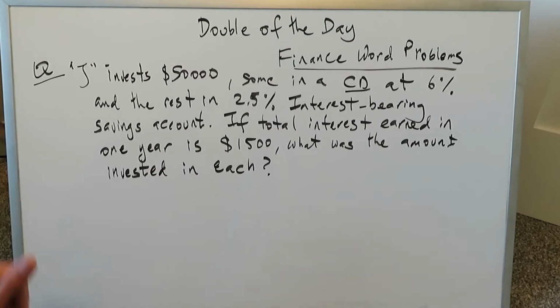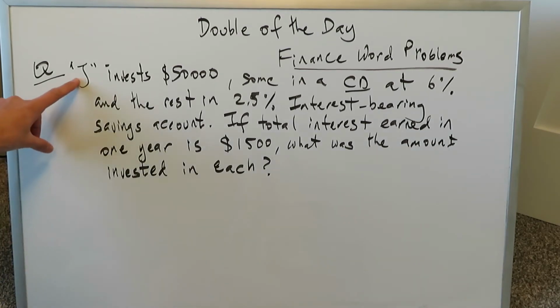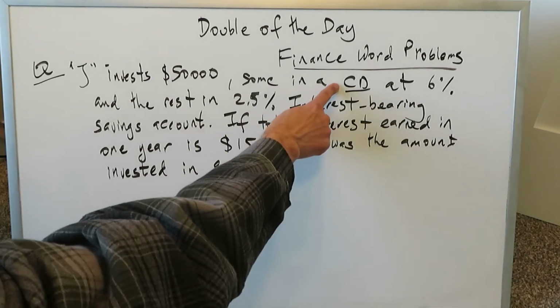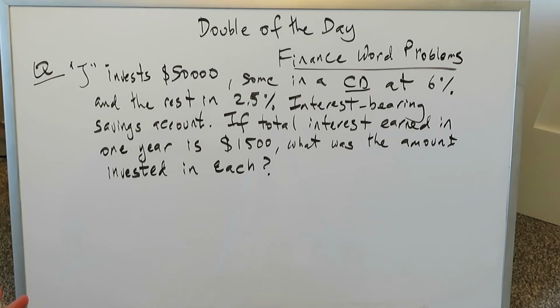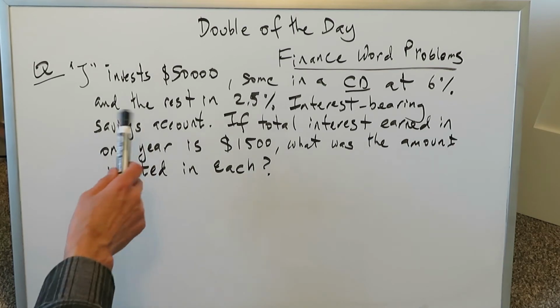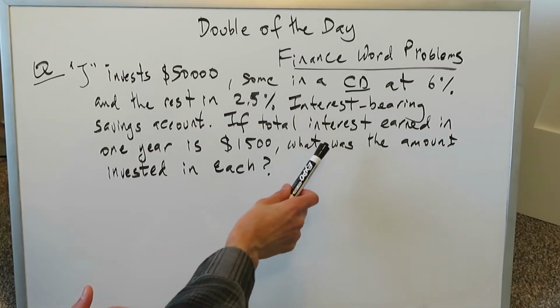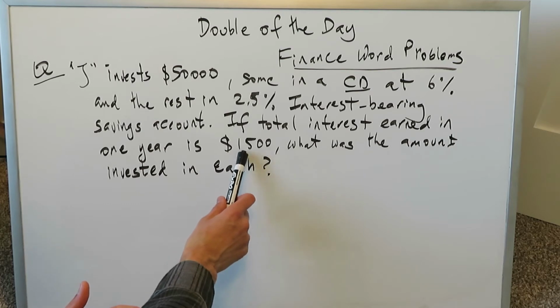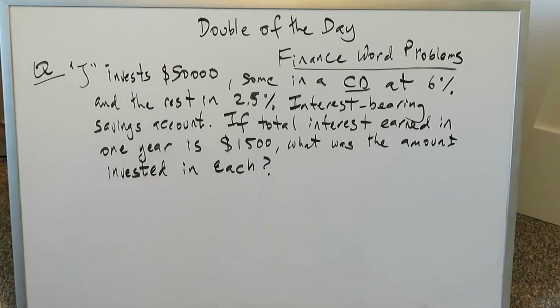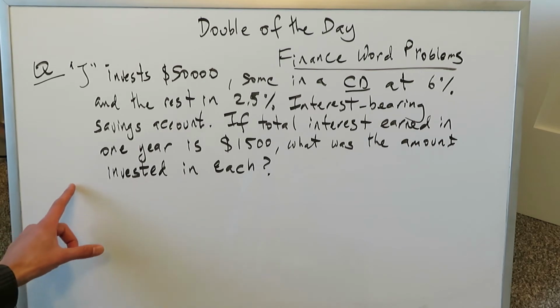And we end this video with this second question on finance. A person J invests $50,000, some in a CD at 6% and the rest in a 2.5% interest-bearing savings account. CD is just a type of holding account where you can earn a higher level of money, but the money is not available for you until that money has matured. So let's get back into this question. J invests $50,000, some in a CD at 6% and the rest in a 2.5% interest-bearing account. If the total interest earned over that 1 year is $1,500, what was the amount he invested in each? And by each, we're talking about a CD and a savings account.